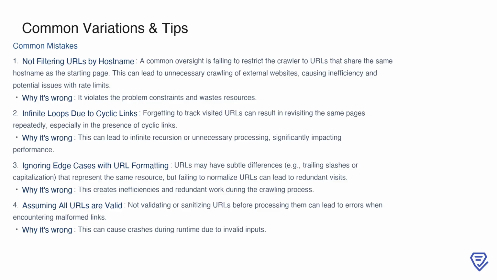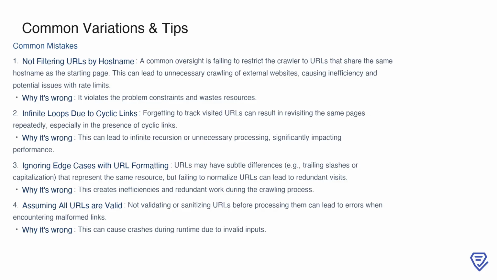Another frequent error is failing to track visited URLs, which can lead to revisiting the same pages repeatedly. This is particularly problematic in the presence of cyclic links, as it can result in infinite recursion or unnecessary processing, significantly reducing performance. Additionally, ignoring edge cases with URL formatting, such as differences in trailing slashes or capitalization, can cause redundant visits to the same resource. Normalization ensures these subtle differences are addressed.